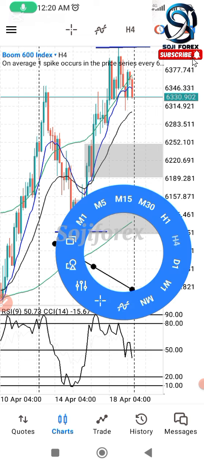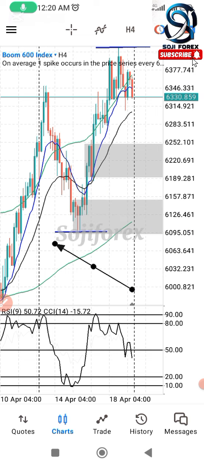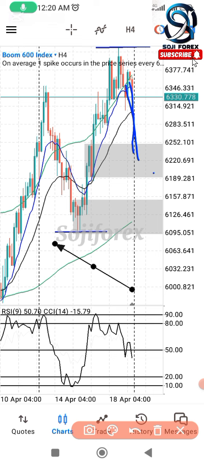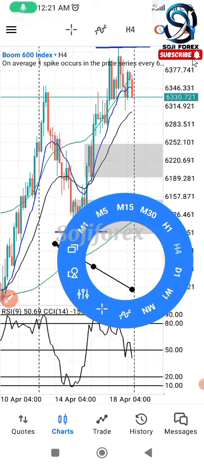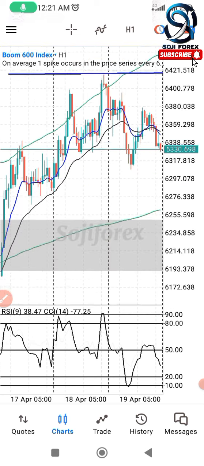All I need to do now is to be patient, to wait for price to pull down into this point of interest. So once price gets into this point of interest, I will be waiting to make a trading decision. However, I won't be doing that on a 4-hour time frame. So I can move down to my 1-hour time frame.